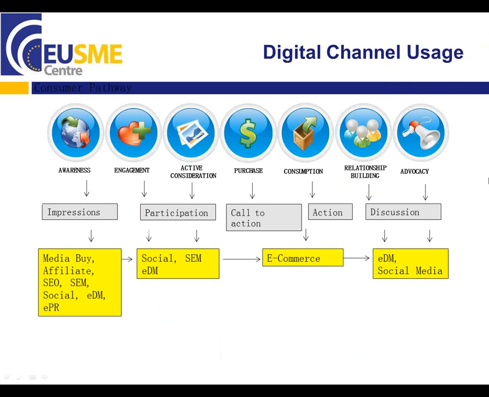So depending on what you're trying to build or what you're trying to communicate, we usually talk about a path which goes from awareness to purchase, consumption, relationship building, and advocacy. And for all these little paths, we have different ways of addressing the public and the China netizens. So to build awareness, you will probably buy impressions via media buy, affiliate marketing, SEO, SEM, social media, email newsletters, and electronic public relations.